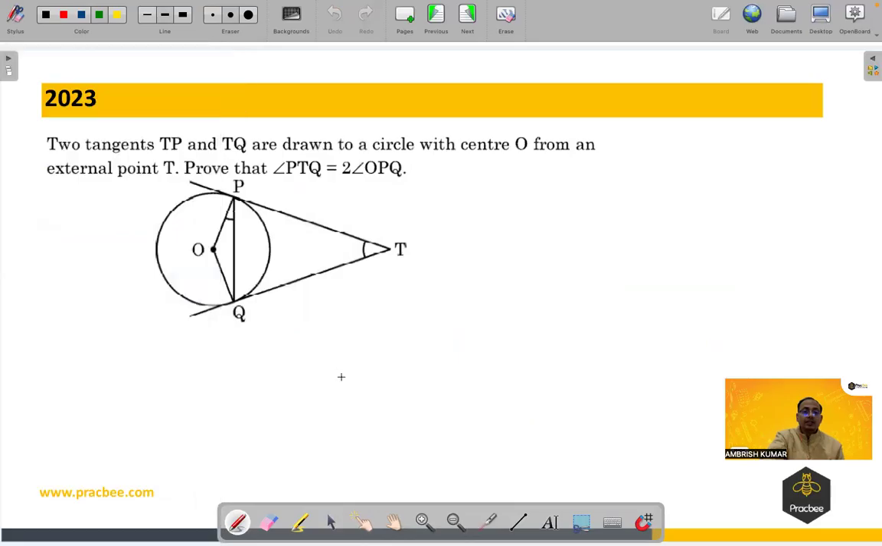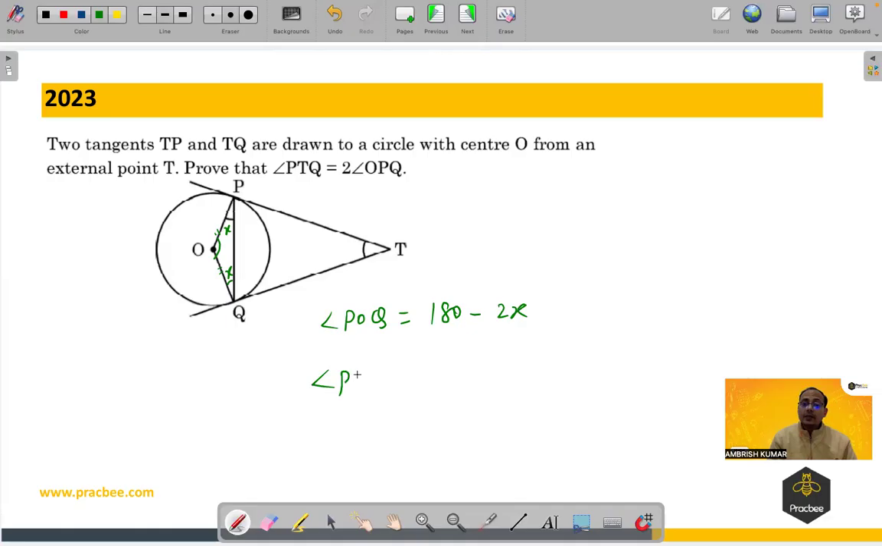Coming to this question, two tangents TP and TQ are drawn to the circle with center at O from an external point T. Prove that angle PTQ equals 2 times angle OPQ. Let us name this angle as x. If this is the angle x, this is again going to be the angle x because this is an isosceles triangle, OQ equals OP. Now, if this is the angle x, what will be the central angle? Angle POQ is going to be, by angle sum property, 180 minus 2x.